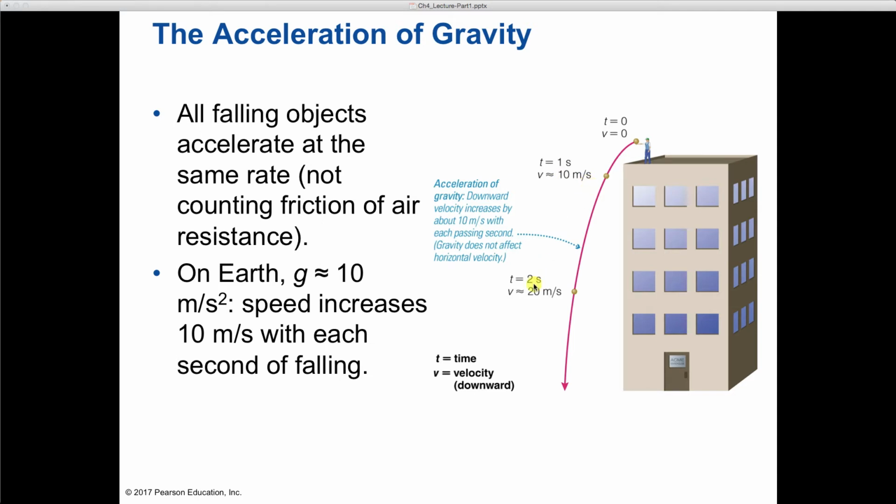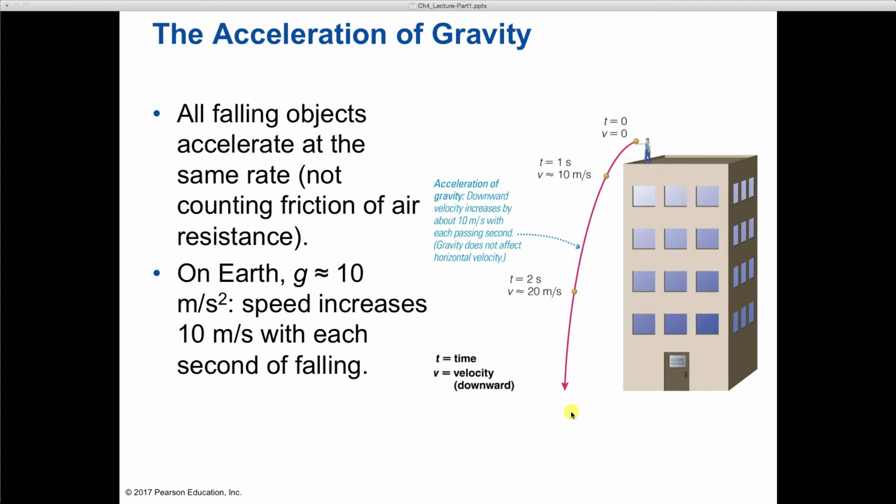After 2 seconds of time, it has an additional 10 meters per second of velocity downward, so 20 meters per second. So the acceleration is about 10 meters per second every second. If it could fall for another second, a third second, it would have a velocity of about 30 meters per second. And so then maybe it would hit the ground at that point. It depends on how long the object falls, but eventually it'll hit the ground.